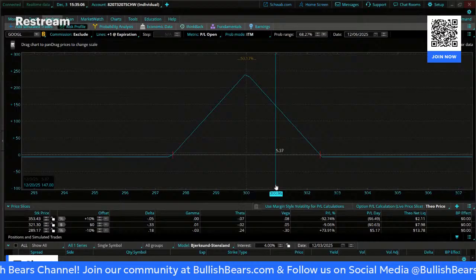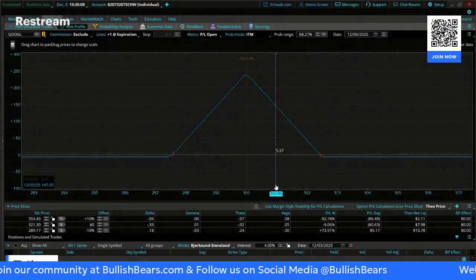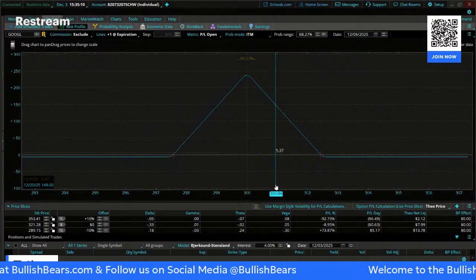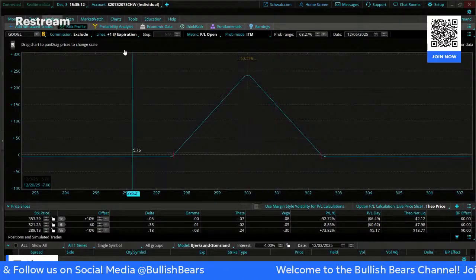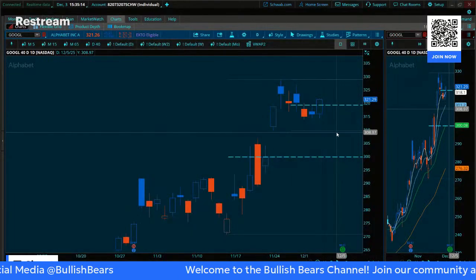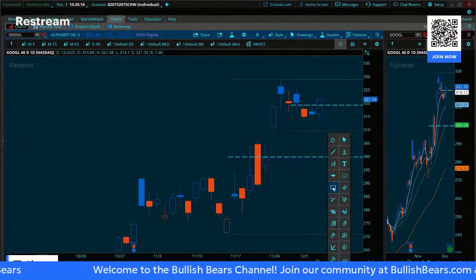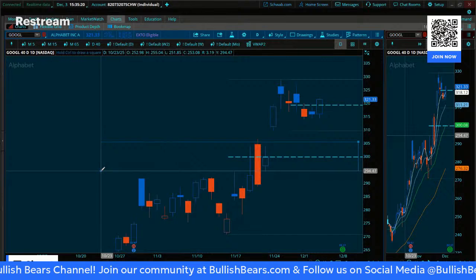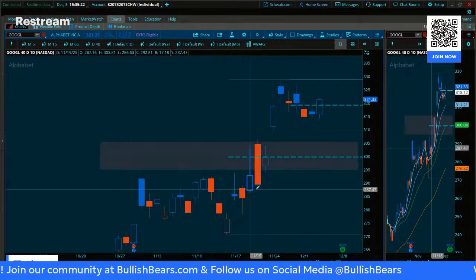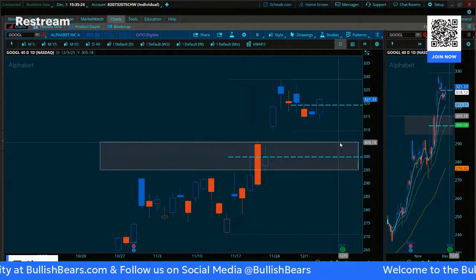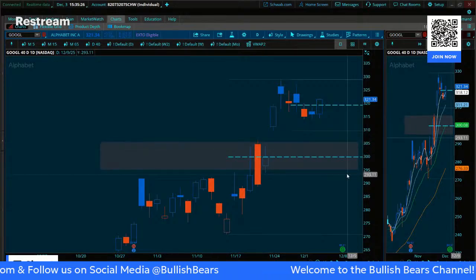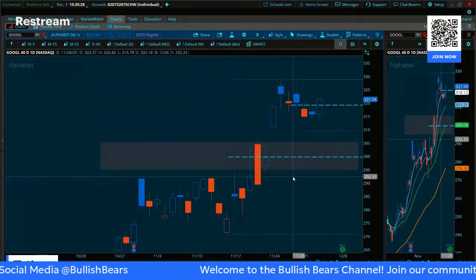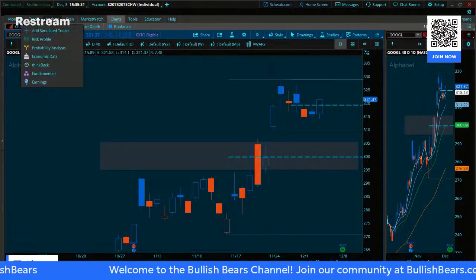Now, this isn't a very wide butterfly, so we could widen it out, make it bigger. If we make it bigger, we increase our risk, but we widen the window of profitable opportunity. Right now, my window of profit is that big. So if we get under 305, but we stay above 295, I'll probably make some profit, right?